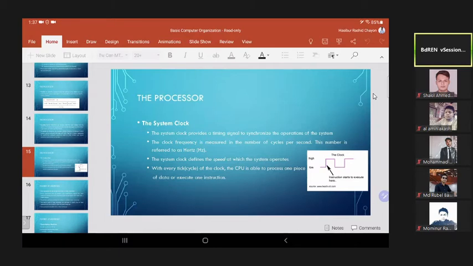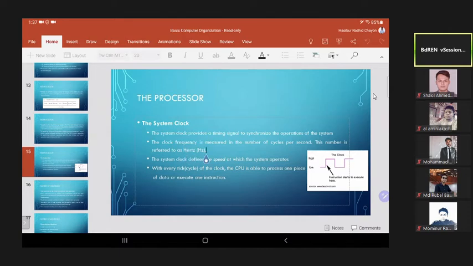That's a different story. But what I'm actually saying is that the system clock means in each cycle, you can do one task or the processor can process one piece of data. And the unit of this is hertz.